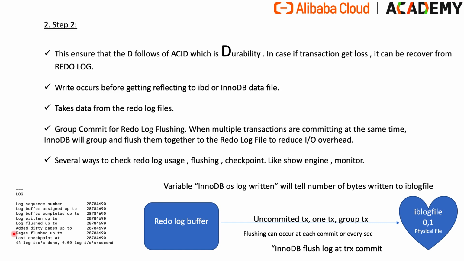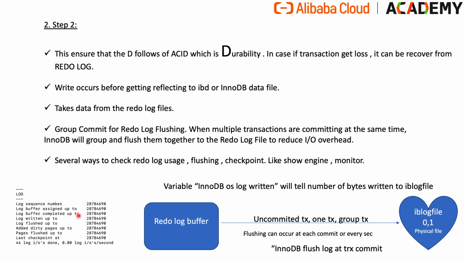You can see from this photo, it says log sequence number. For every transaction there's an LSN. Then we have log buffer assigned up to this number. Log buffer completed up to, okay, the buffer has completed all those flushing up to this point. Log written on the physical file up to this point, flushed up to this point. So you can see all the logs have been successfully flushed to our physical file. And this is the ideal condition.